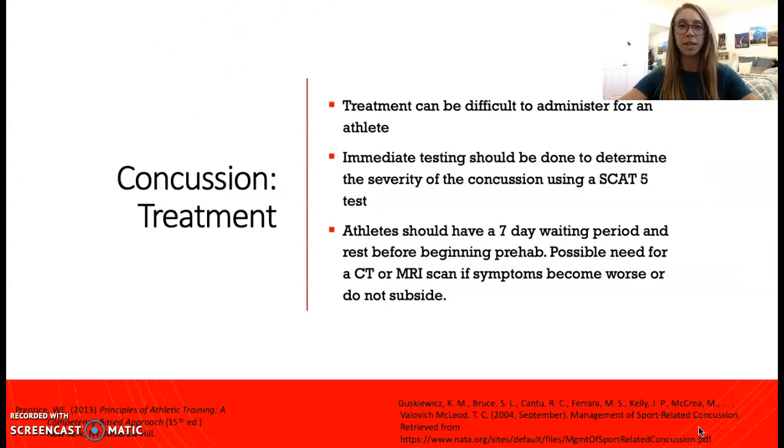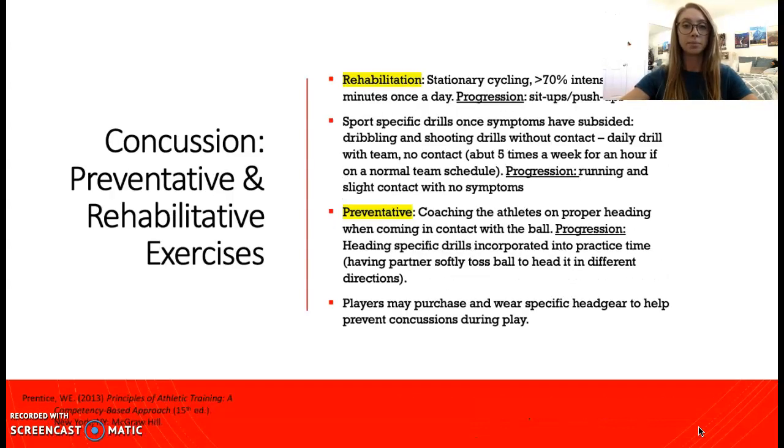So treatment is a little tricky. There isn't a set treatment unless it's really bad and they have to go get a CT scan or an MRI scan and go through that at the hospital. But as far as athletic training, it's really just making sure you go through the protocols. You're doing immediate testing that can be done through the SCAT-5 test and giving them the appropriate rest time that they need before they go back into the game.